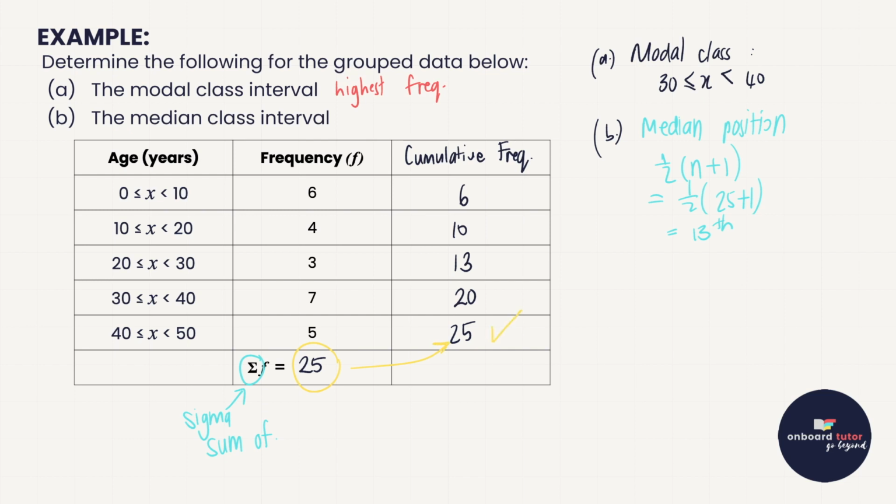Okay, but we can see over here, our 13th person, according to our cumulative frequency, lives somewhere there between 20 and 30. So this person is maybe 24 years old, but all we need to know is the median class interval. So therefore, the median class interval is equal to 20 to 30.